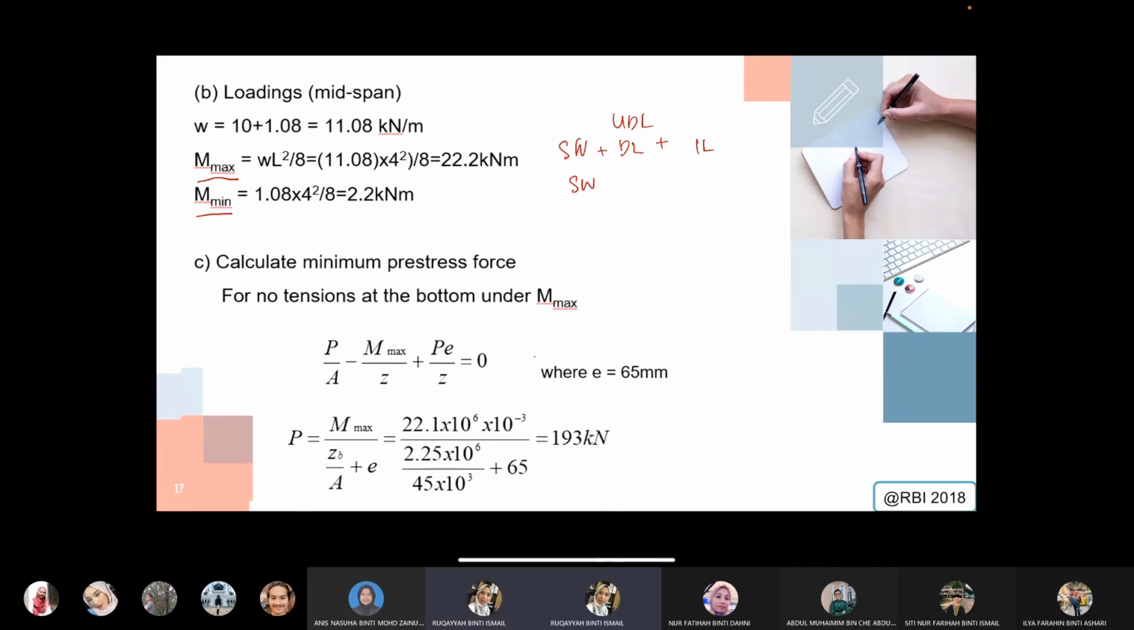Okay, sorry for that. All right. So we calculate the moment maximum and also moment minimum. So you have each value, and then we can calculate for top and also bottom.